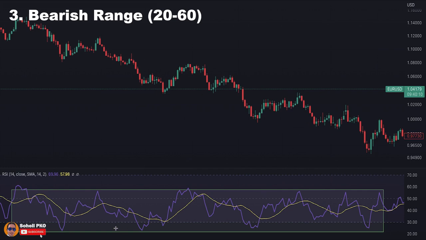trend. On the other hand, reading around 20 is considered oversold here, so advancing of the price is expected either in the form of a trend reversal or pullback, which was the case for these oversold readings of RSI.